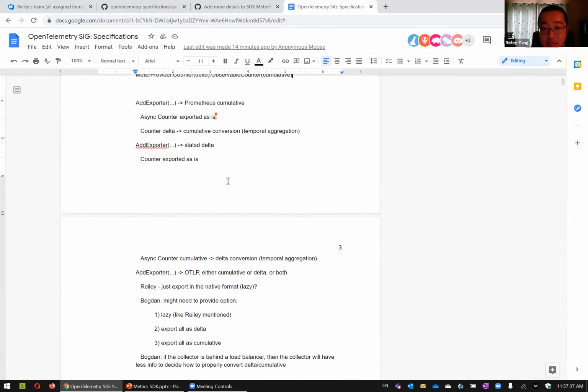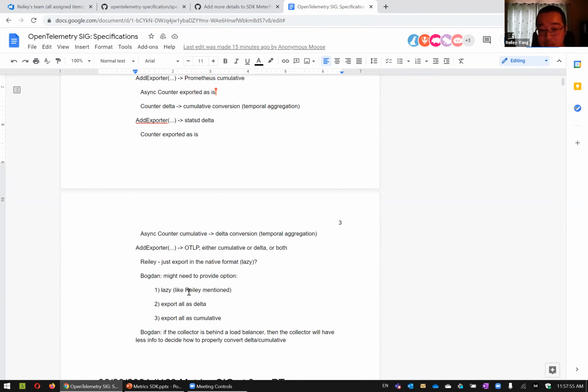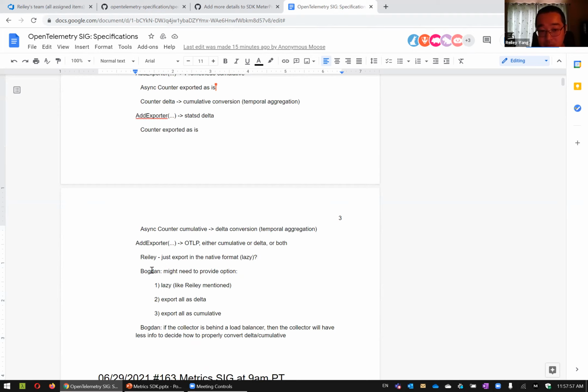In this case, originally I was thinking I'll just be lazy. So if we got an absolute value from the async instrument, I'll export that as a cumulative. If I got that from a synchronous counter, I'll report it as delta. But Bogdan changed my mind. So this is my original proposal. But Bogdan mentioned we probably need to give the user some flexibility. And it seems that cannot be part of the processor or the view configuration. It should be exporter configuration.